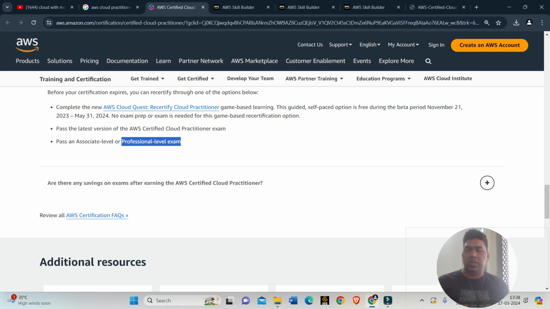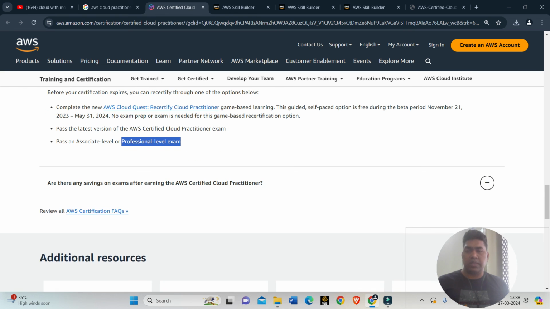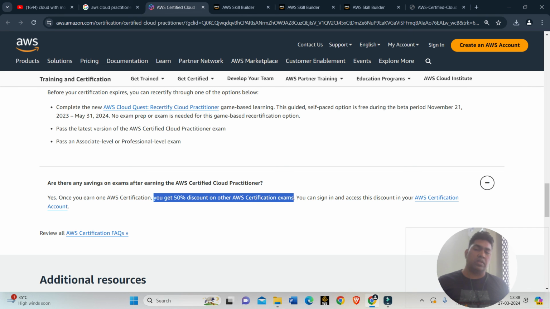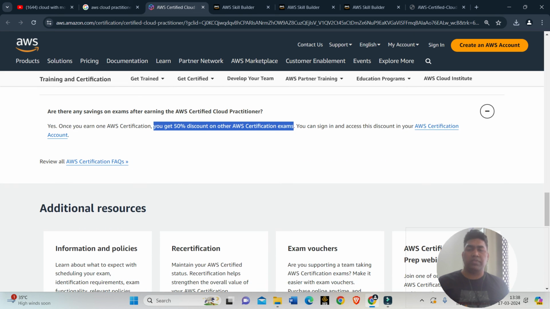Are there any savings on exams after earning Cloud Practitioner? Yes, once you earn this certification, you will get a 50% discount on other certification exams. So you can check it out. Once you are certified, AWS will give you a 50% discount as a benefit for your next exam. So that is a benefit for you.